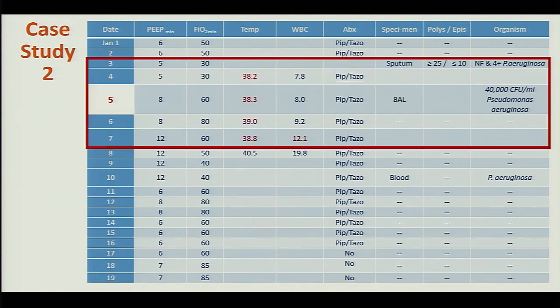Okay, but back to the real scenario. So he did meet the VAE definition. VAC was detected on the 5th. There were some eligible temps and actually an eligible white count in the VAE window period. But what's the problem here? Why can't we proceed on to the next here?